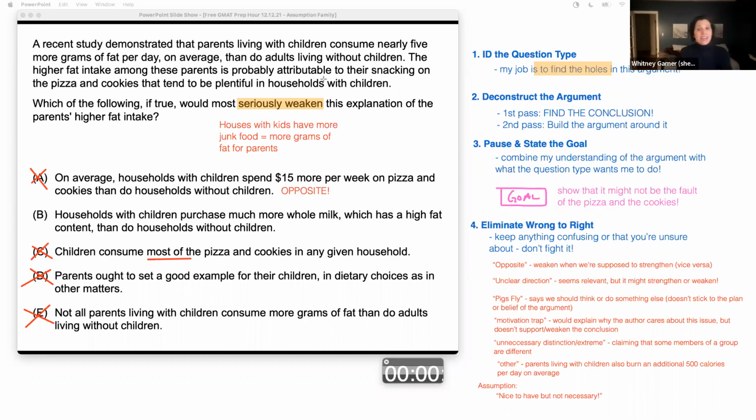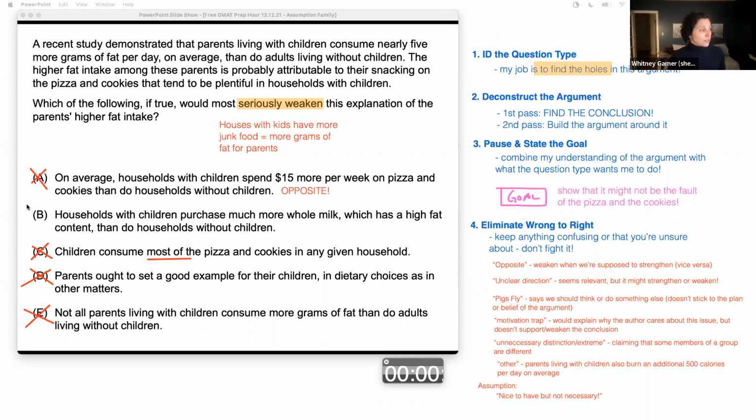And so why B? B gives us an alternate explanation. If we want to show that it might not be the fault of pizza and cookies, then we need to show that something else might be to blame. And in this case, it might be whole milk. And so the correct answer is answer choice B.